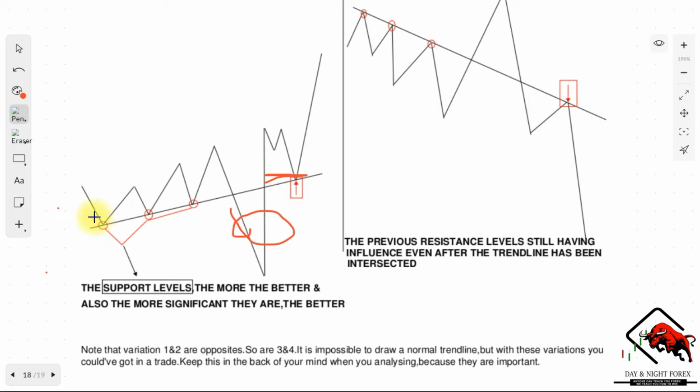As you can see, the price was bouncing off here. The more bounces, the better, and also the more significant they are. So the more bounces that you have there, the better the trend line is. So you don't have to worry much about these fake breakouts that are happening there.